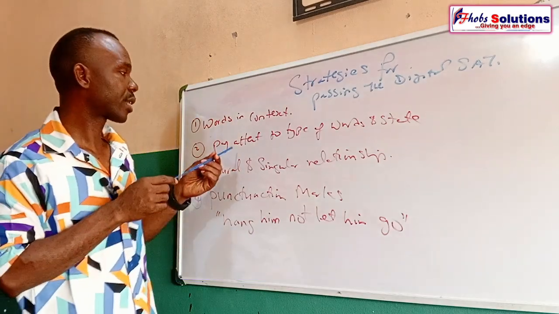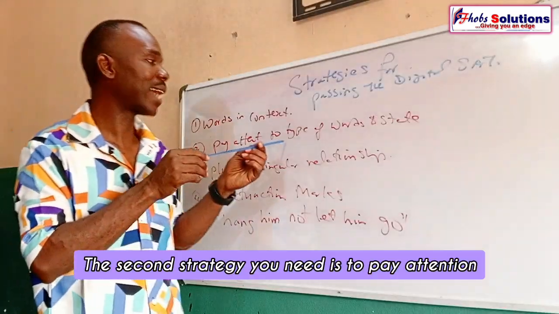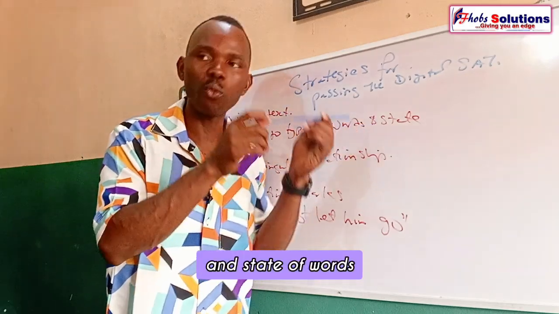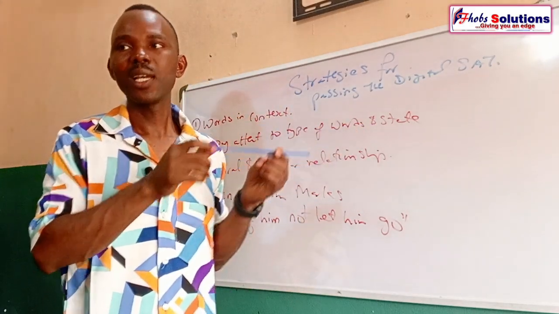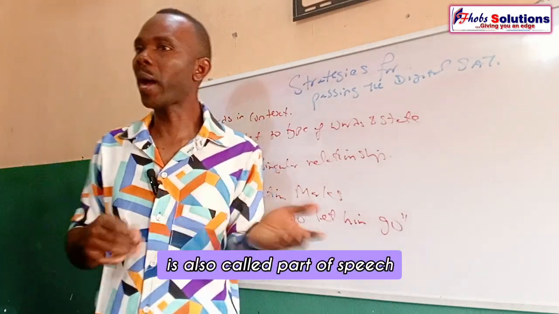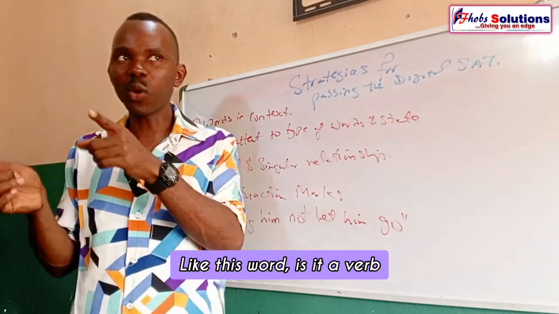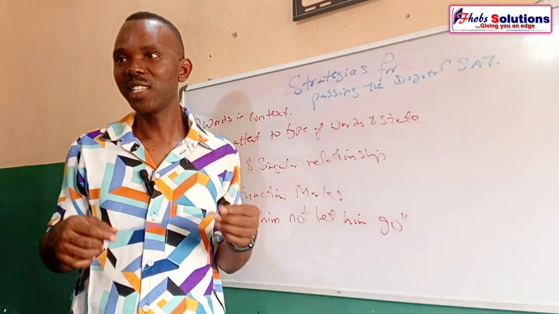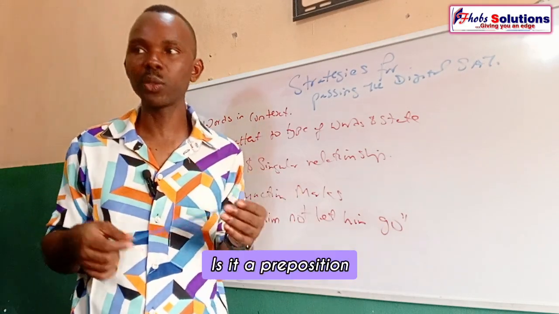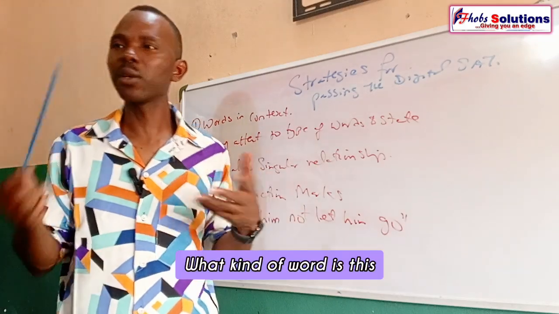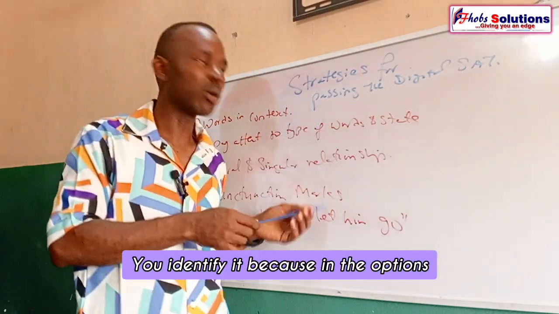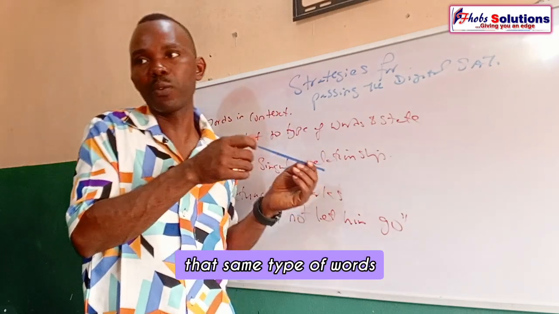The second strategy you need is to pay attention to the type of words and state of words. All right? Type of words is also called part of speech. Like this word, is it a verb? All right? Is it a pronoun? Is it an adverb? Is it a preposition? What kind of word is this? All right? You identify it because in the options, you are going to use that same type of word.